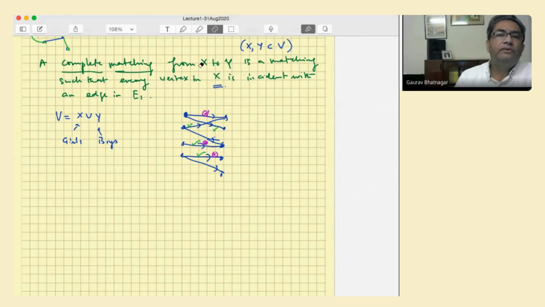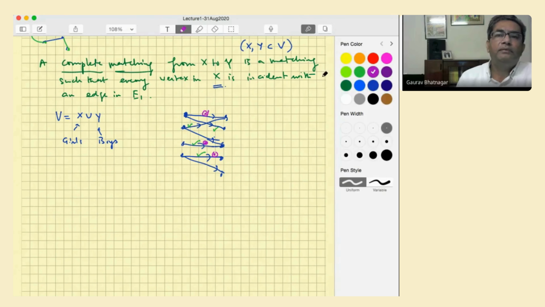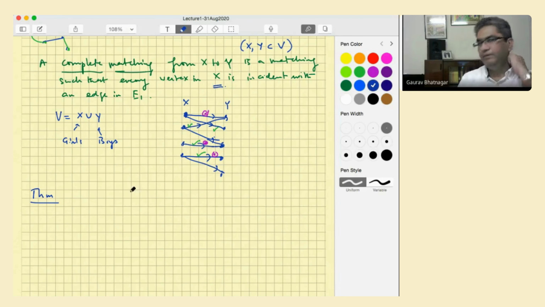So this is X and this is Y. Okay. So well, here there is this, but this is a general theorem. It's not necessary to have it for bipartite graphs. So okay, this is fine. Here I had some extra guys.